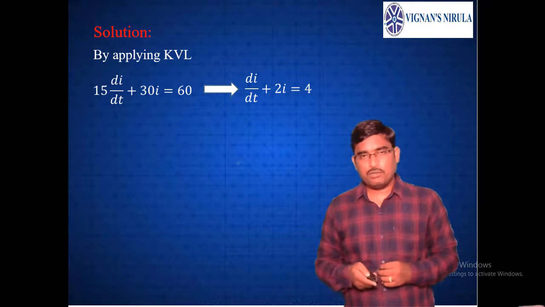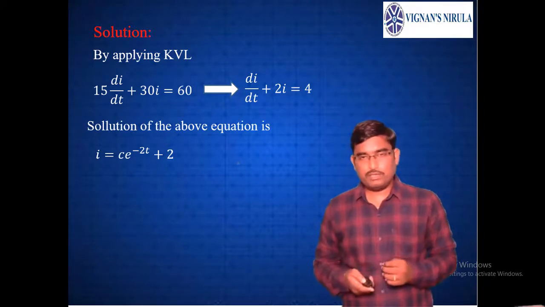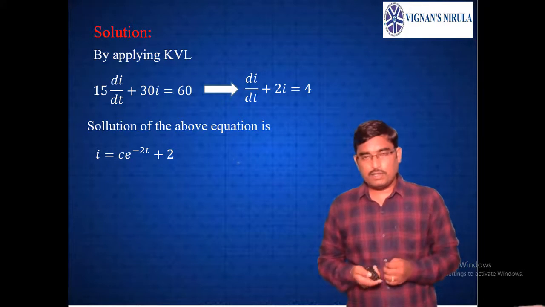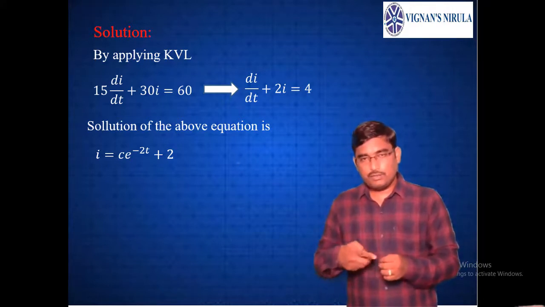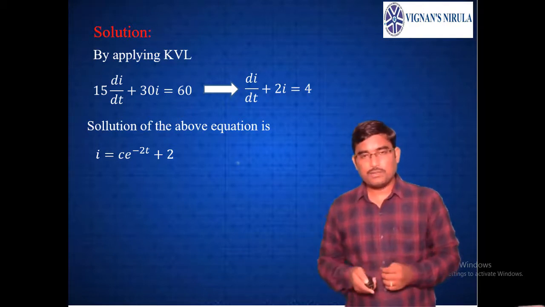So this equation gives di/dt + 2I = 4. The solution of this equation, if you use the differential equation approach and solve for the complete solution for this current, gives I = c·e^(-2t), which is the complementary function that gives the transient response, plus 2, which is the particular integral that gives the steady state response.